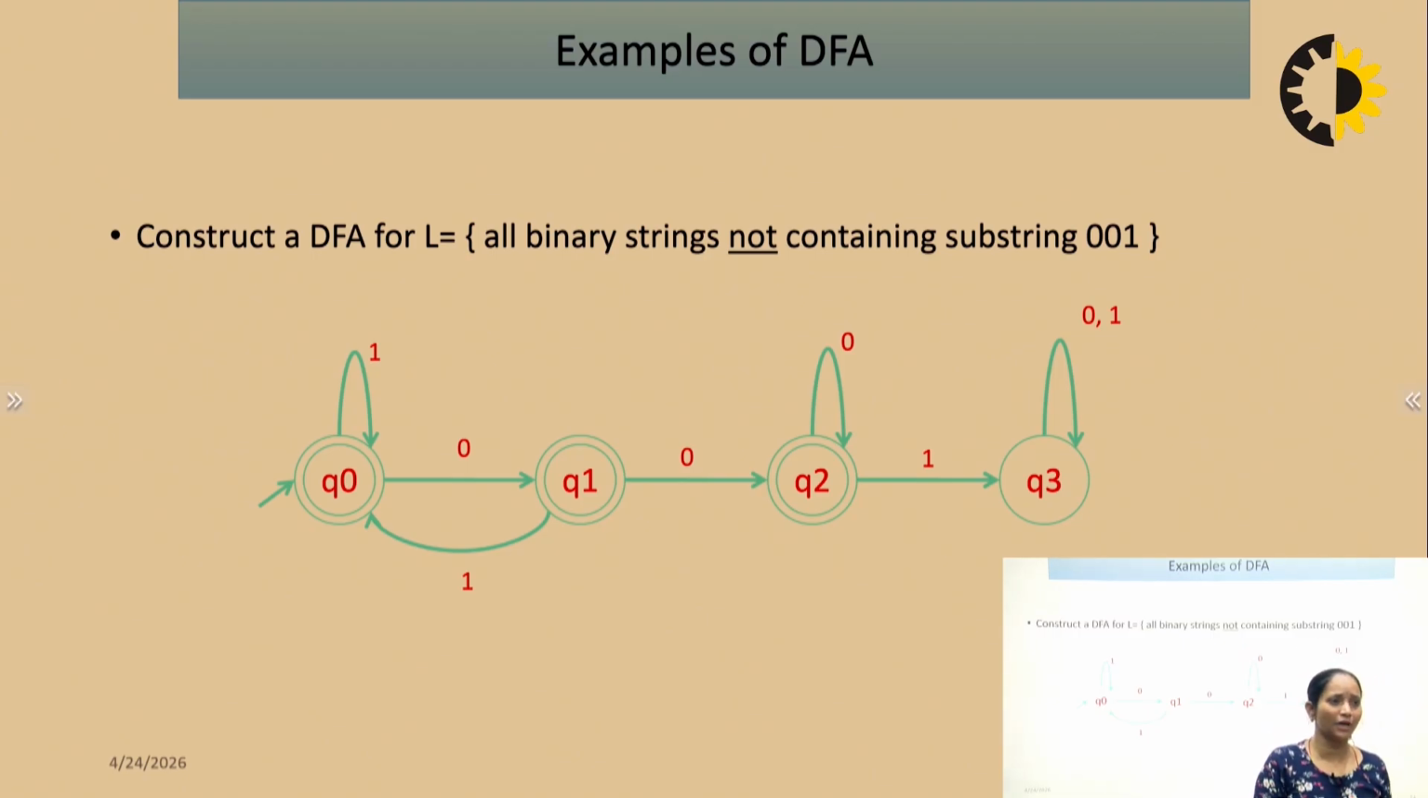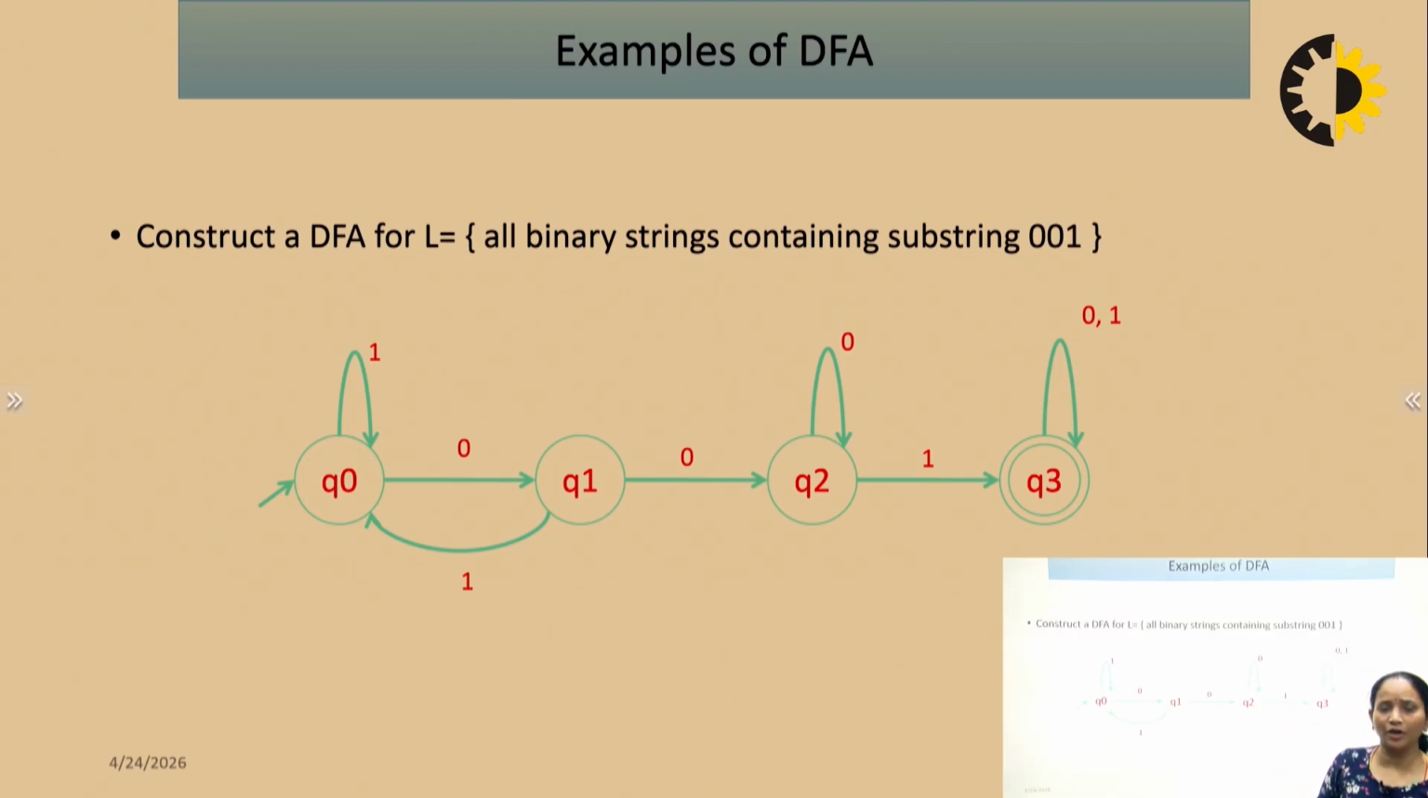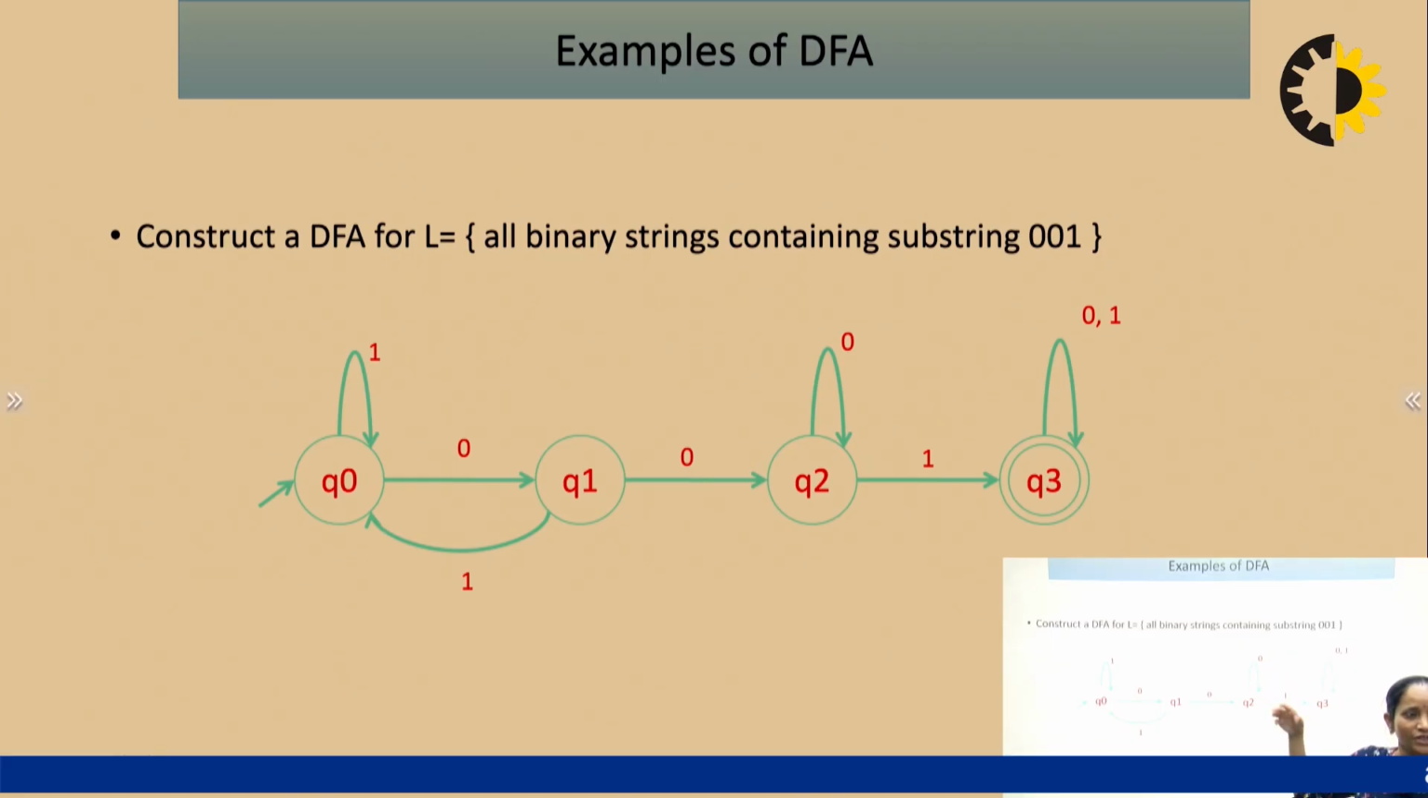So, just simple. In the previous question, if we are talking about the complement, this is the complement. The next question is the complement of the previous one. So, what is the complement? How can we make the complement of the DFA? By making all the non-final states final states and all the final states non-final states.